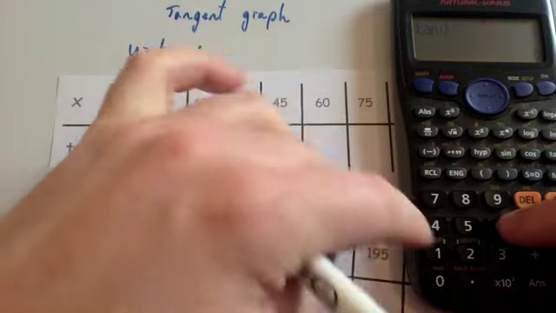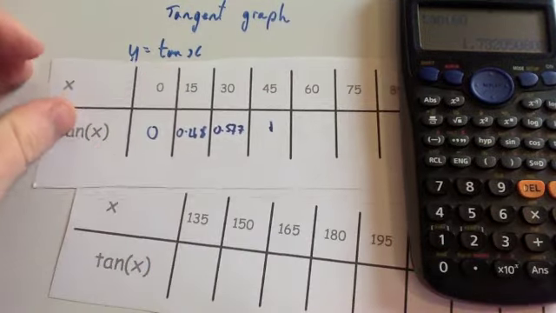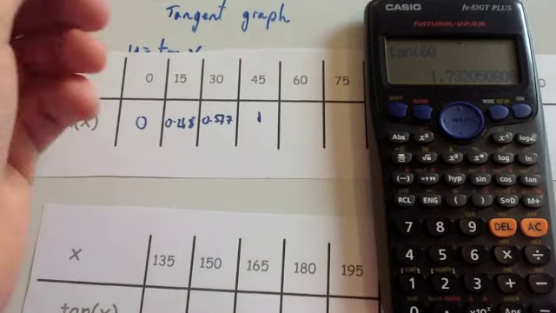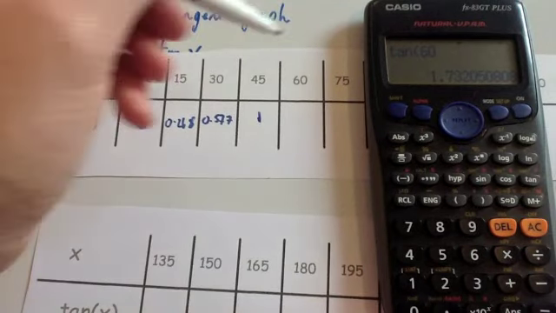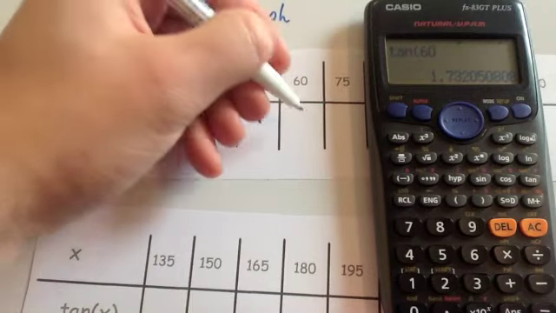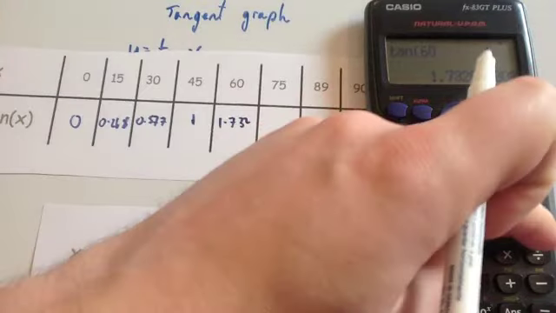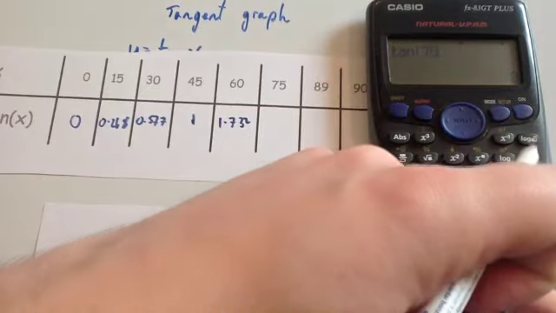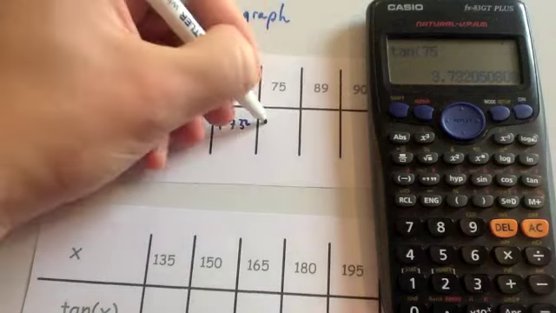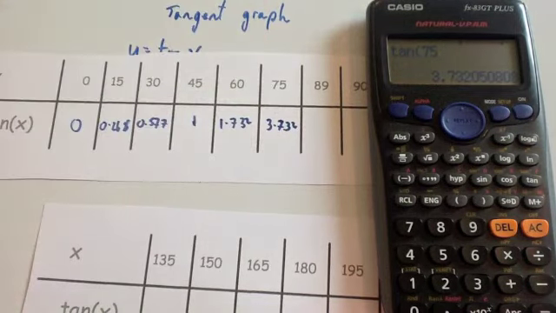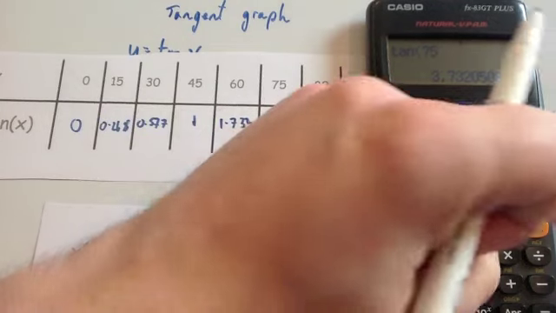The tan of 60 equals, notice that this time we've got a number bigger than 1. Remember from the sine graph and the cos graph, it was always between 1 and minus 1. Whenever I've done the tan of 60, I've got 1.732. Okay, the tan of 75 degrees is equal to 3.732. So notice it's quite a large number in comparison to the sine and cos graphs.